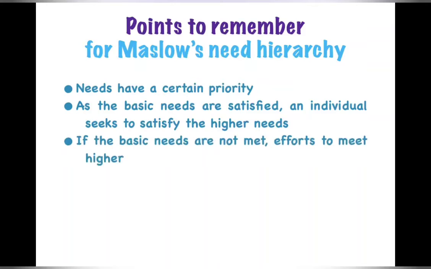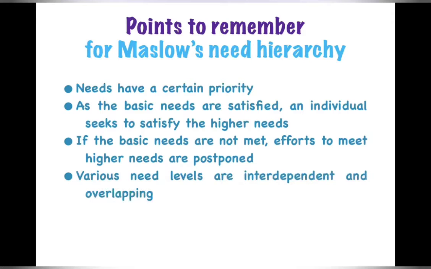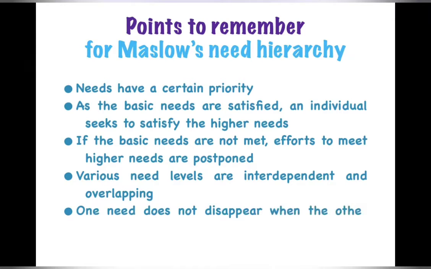If the basic needs are not met, efforts to meet higher needs are postponed. So if the basic needs cannot be satisfied, then one cannot reach the higher level. Various need levels are interdependent and overlapping. So they are not distinct levels but are dependent on each other and overlap to some extent. One need does not disappear when another need appears. That does not mean that once we have reached the safety level, all our physiological needs will disappear.